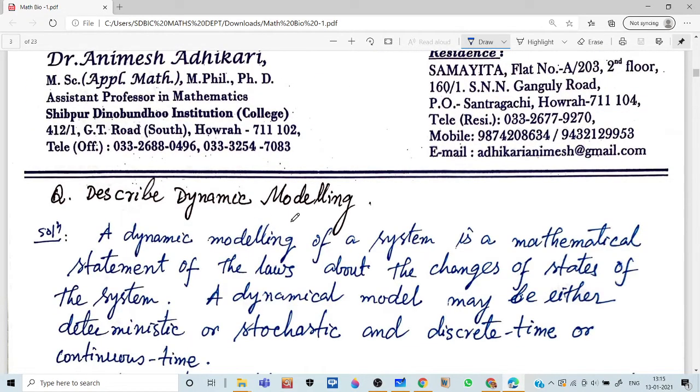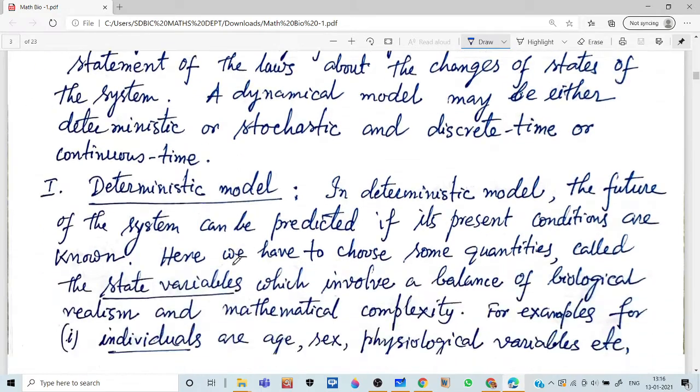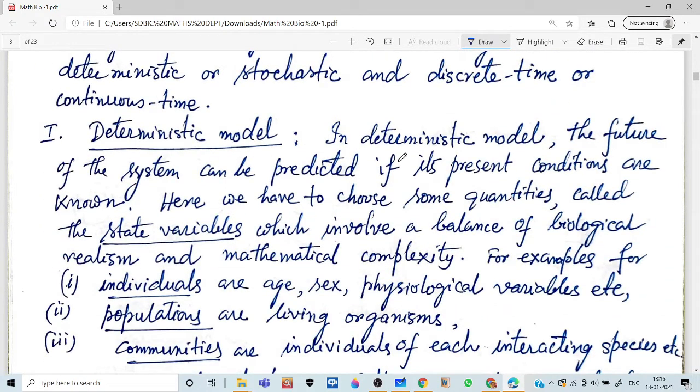Describe dynamic modeling. Dynamic modeling of a system is a mathematical system of the laws about the changes of states of the system. A dynamical model may be either deterministic or stochastic, and discrete time or continuous time. Deterministic model. In a deterministic model, the future of the system can be predicted if its present conditions are known.